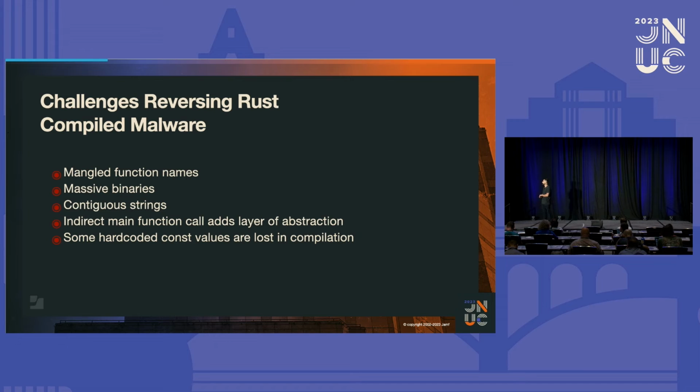And then there are continuous strings, with no null terminators at the end of strings. So if you're running a strings dump on the binary, you'll just see massive blobs of strings, and a lot of it could just be libraries that are being used within the malware, but not necessarily the malware's functionality. And then indirect main function calls also add a layer of abstraction with how the main function is getting called.